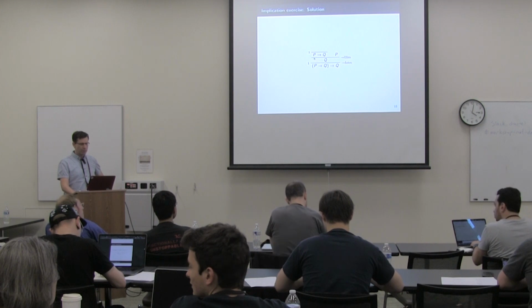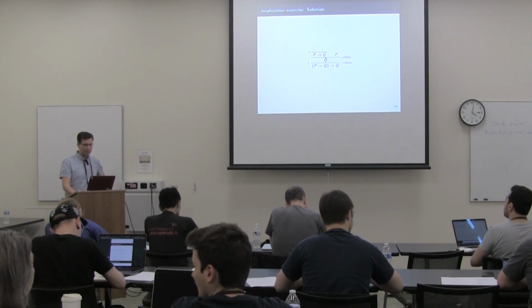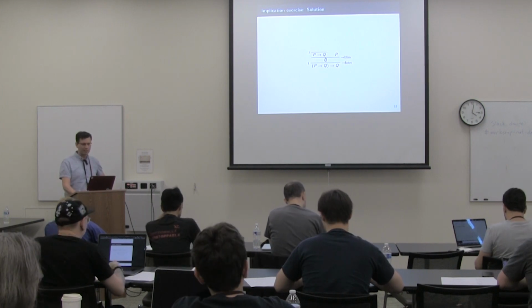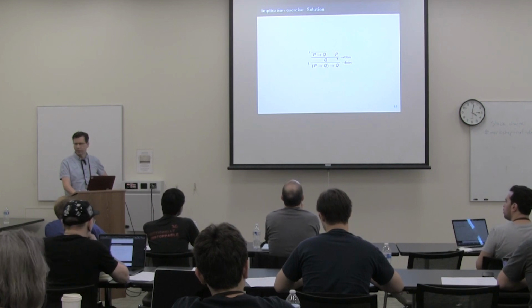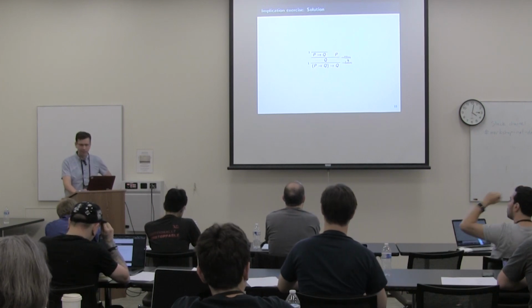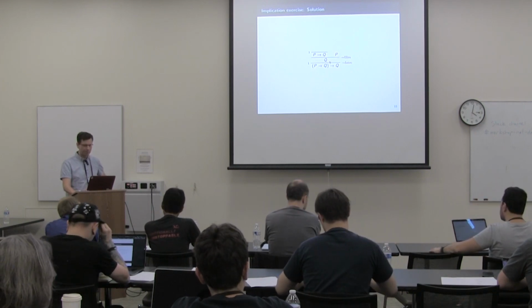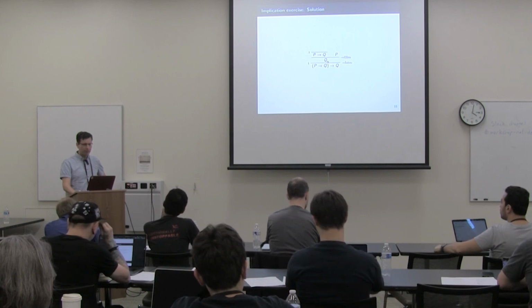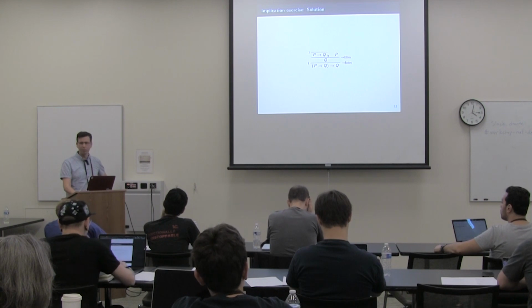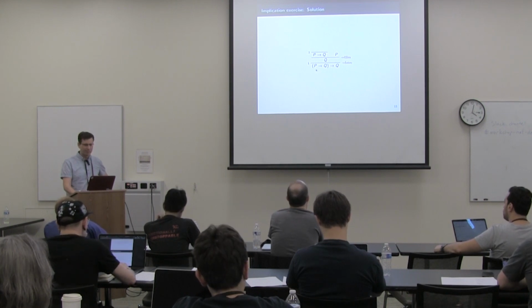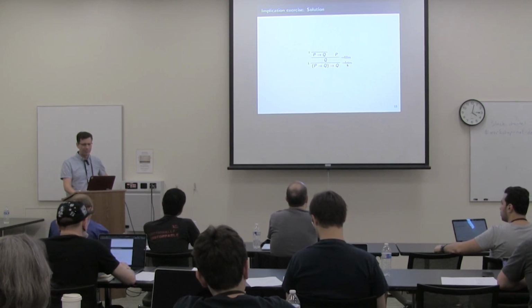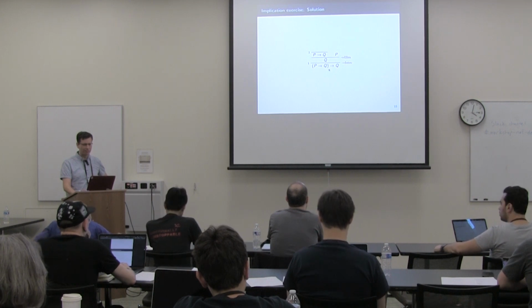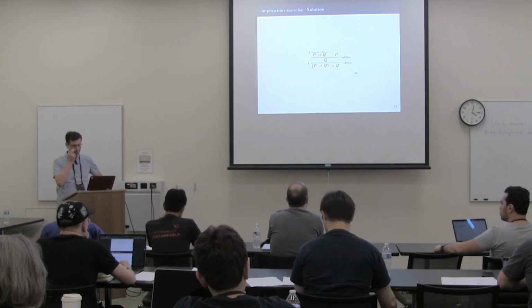You start with this assumption that P implies Q, and then what can we do with that? We can give it a P. We can do implication elimination to get Q. And now we have a proof of Q starting from the assumption P implies Q. So what does that let us do? Implication introduction. P implies Q implies Q.